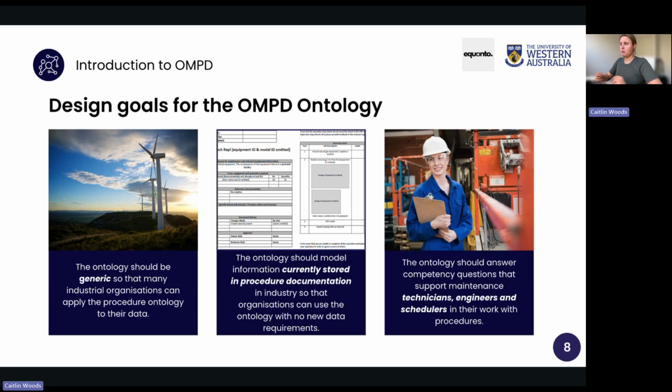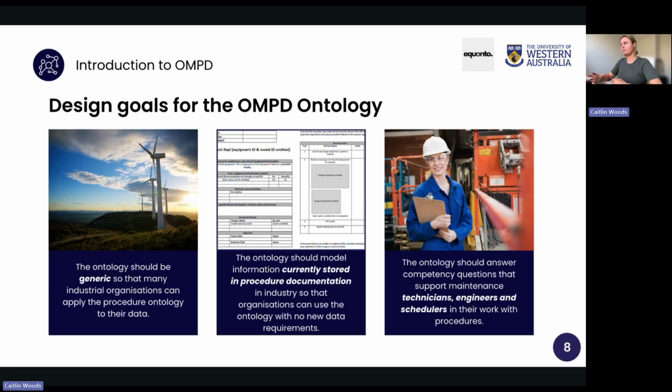The second design goal was that we wanted to model information currently stored in procedure documentation, and we didn't want organizations to have to create new data or conceptualize new data in order to use this ontology effectively. This led to a lot of the design decisions that we made, which I'll get to soon. But really, we wanted to lower the barrier to entry to using this ontology as much as possible. So we had to make many pragmatic decisions to limit the scope of the ontology to what's in the procedure documentation.